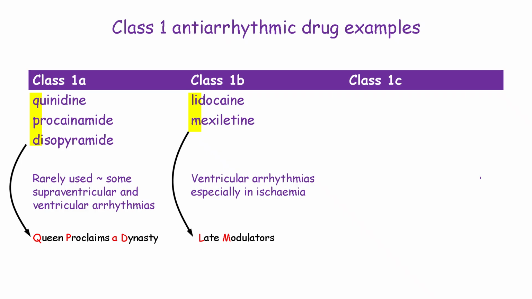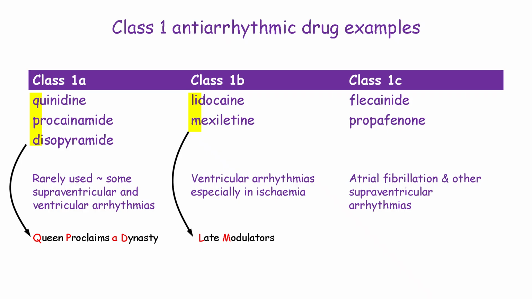Class 1C drugs are flecainide and propafenone. These are potent agents used for atrial fibrillation and other supraventricular arrhythmias, but are avoided in patients with structural heart disease due to proarrhythmic risk. You could try saying, "Can I have fries, please?" to help remember them.